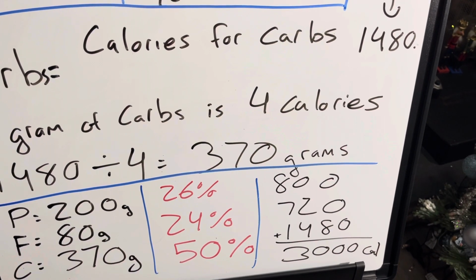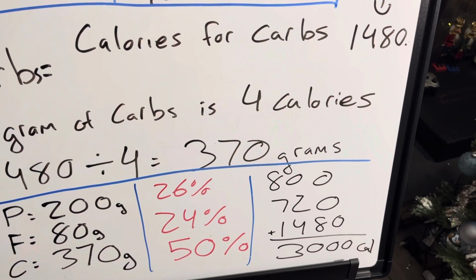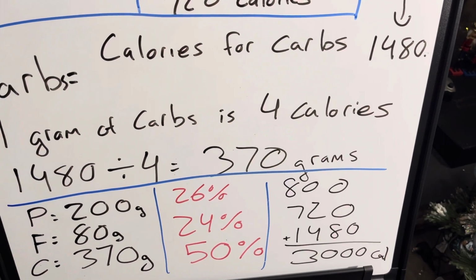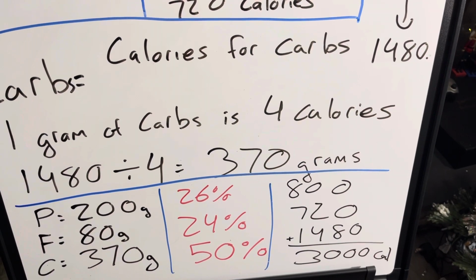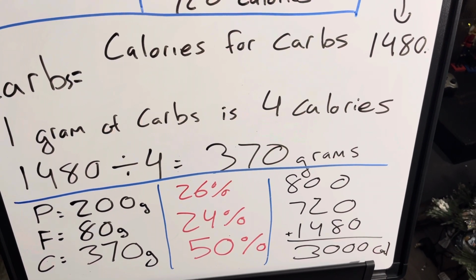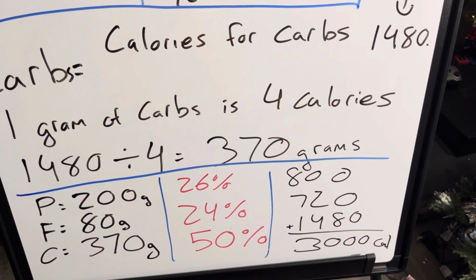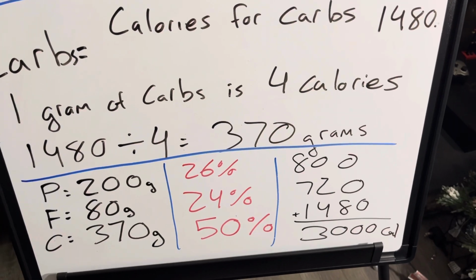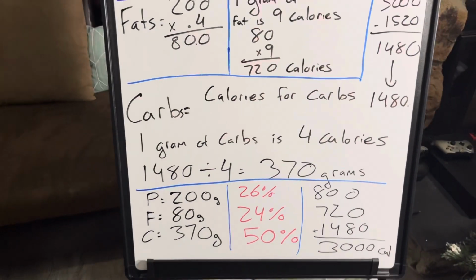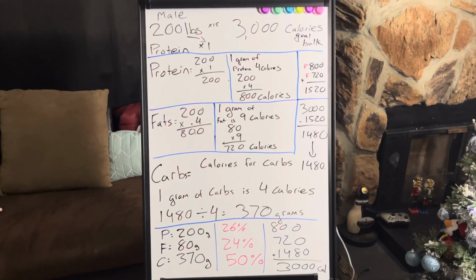Their fats is about 24%. And for the carbohydrates, it's about 50%. I rounded up a bit. And we know that because it's 800 calories for protein, 720 calories for fats, and 1,480 for carbohydrates, for a total of 3,000 calories. And that's a really simple and basic formula of how to calculate your macros.